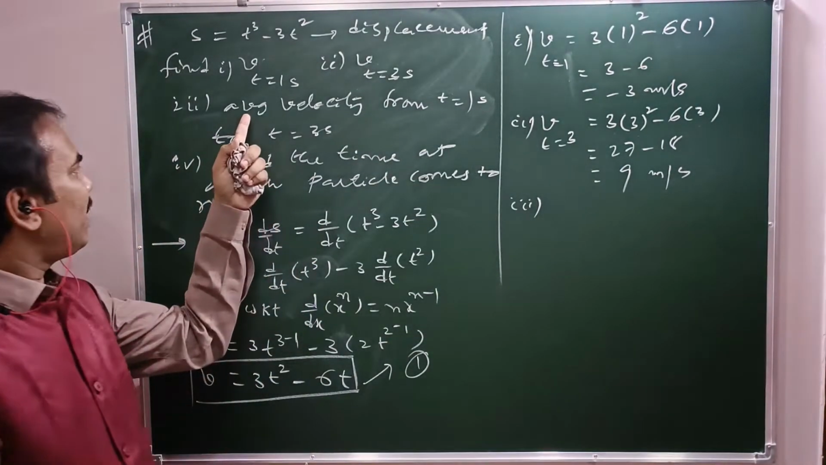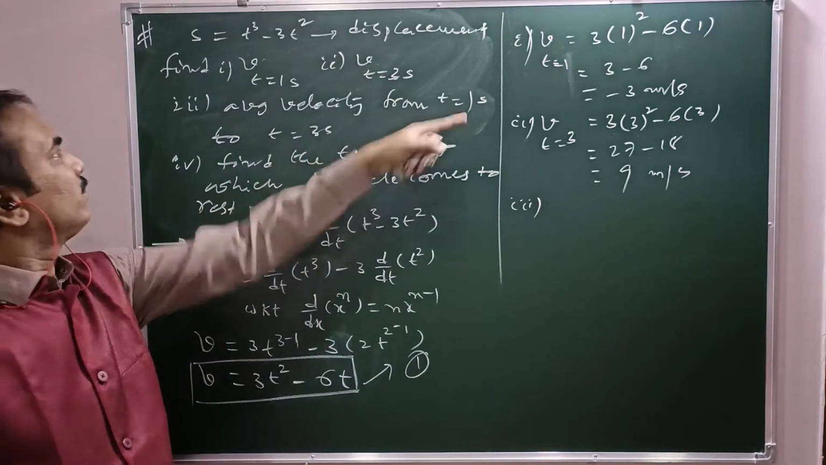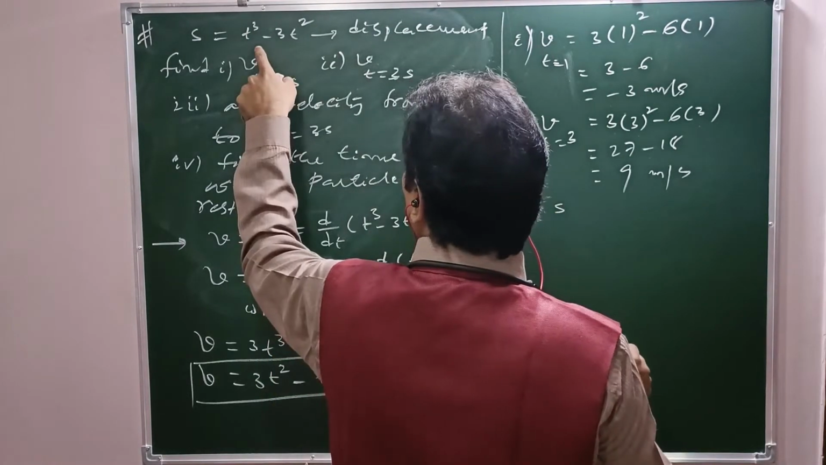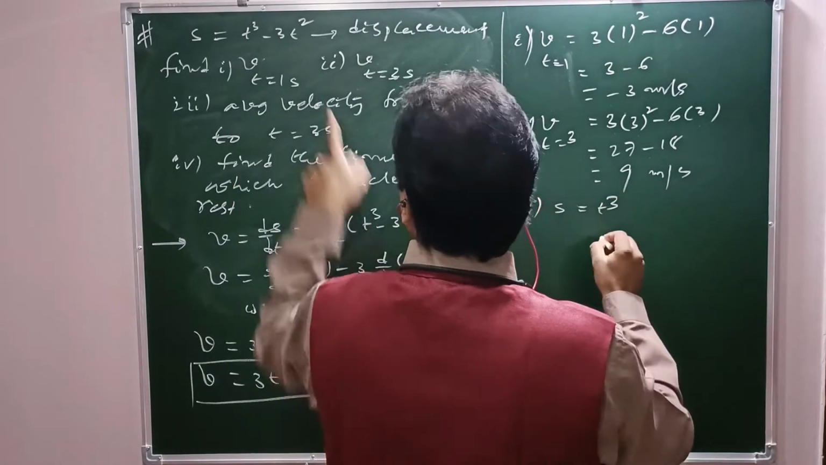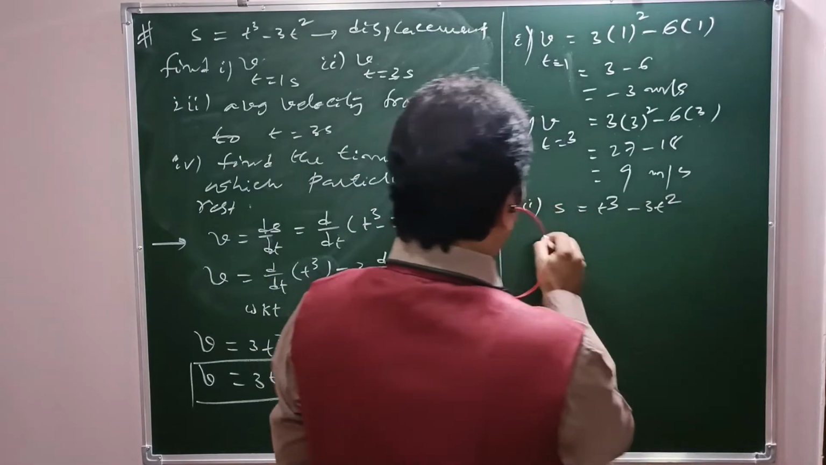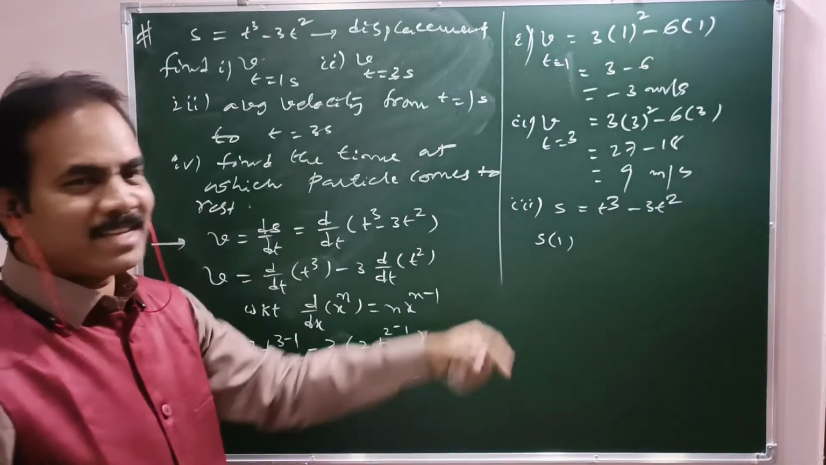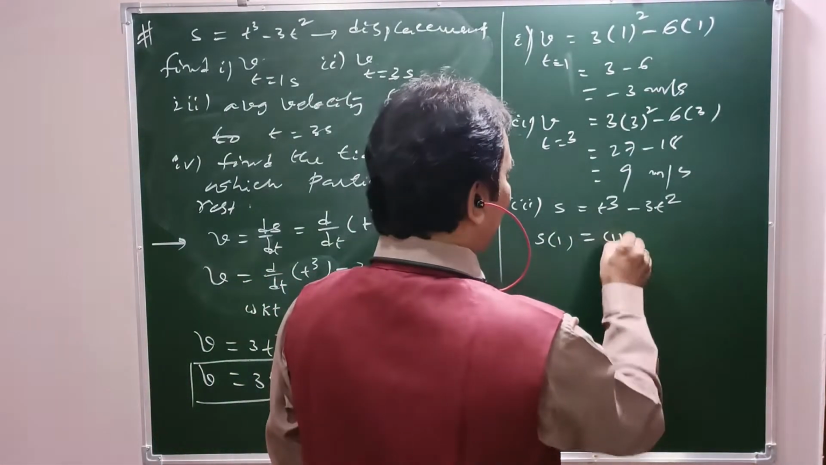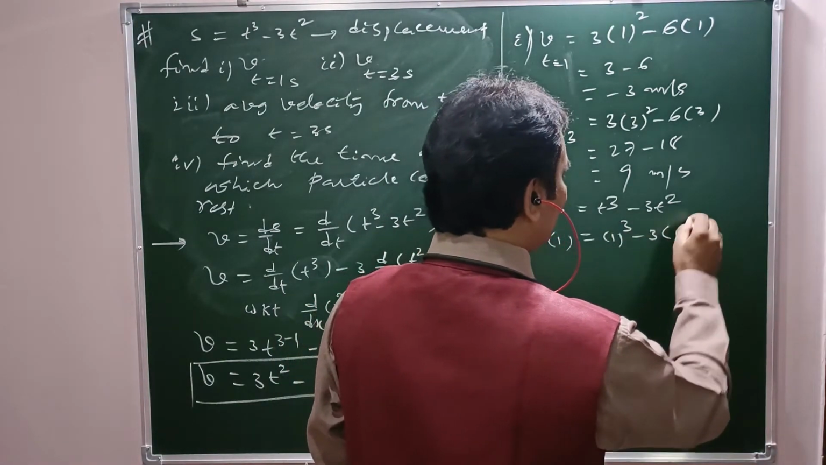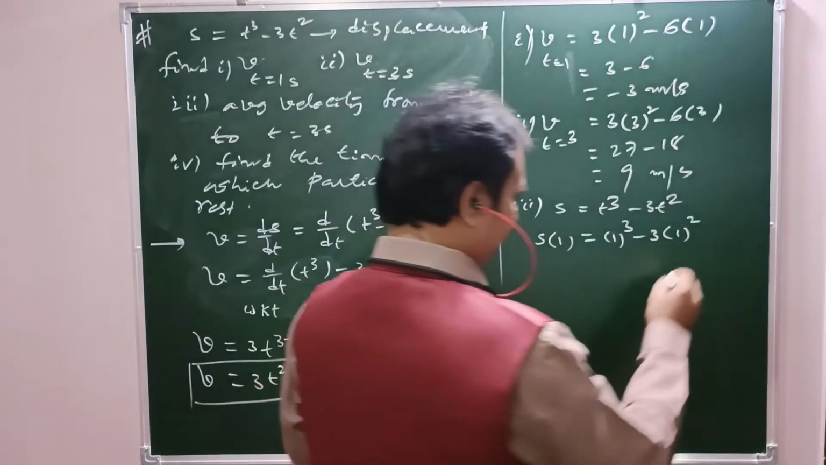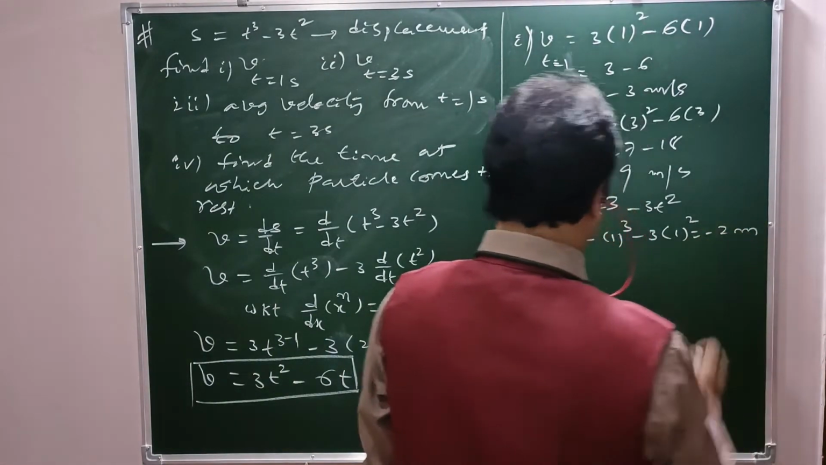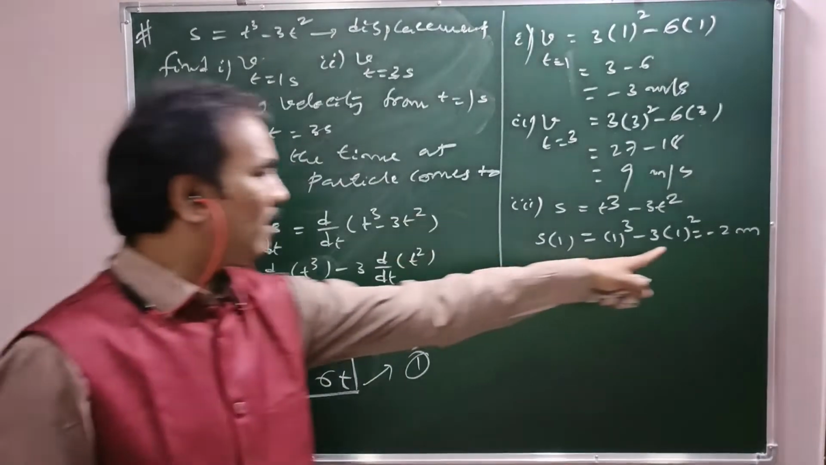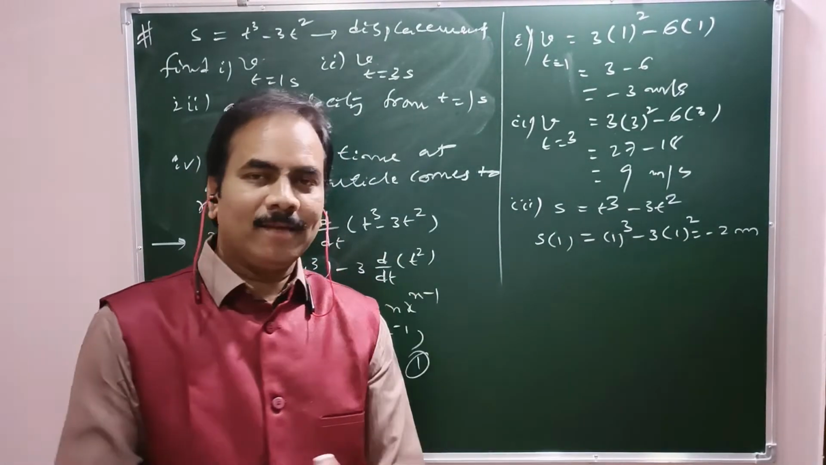So before that we need to find the displacement covered in 1 second. S of 1. What is the expression for S? That is t cube minus 3t square. Now S of 1, 1 means 1 second. Substitute t with 1. S of 1 equals 1 cube minus 3 into 1 square. That is 1 minus 3, that is minus 2 meter. This minus 2 meter means the displacement covered in the first 1 second.